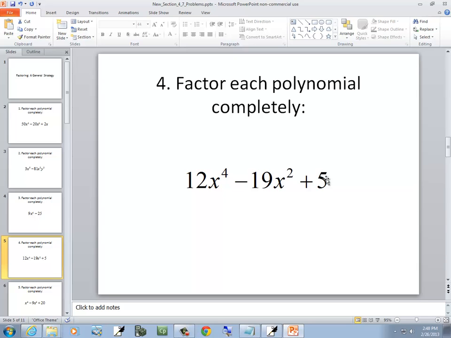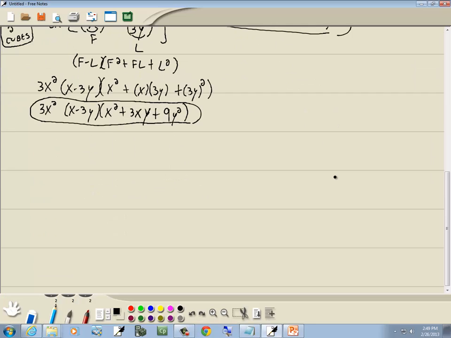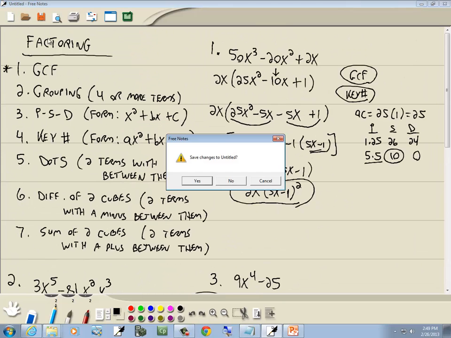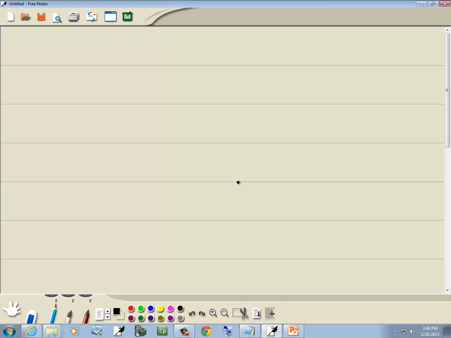This next one is the u-substitution. And I don't know if I got room or not, so let me start a new page. And we got 12x to the fourth minus 19x squared plus 5.